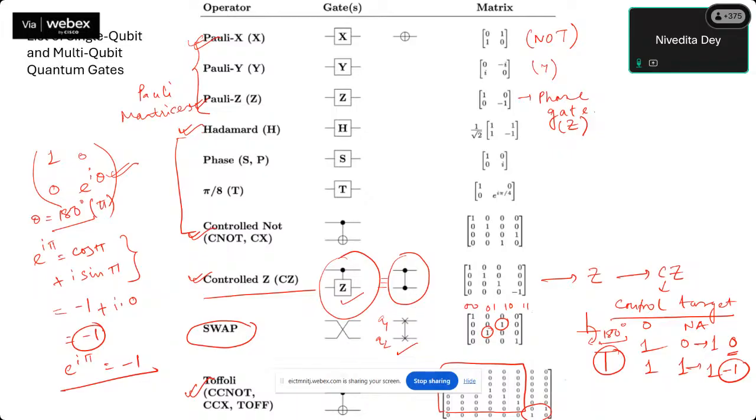And what is a single qubit gate? Pauli X, Y, Z, Hadamard, and a few rotation gates are single qubit gates, where you have only one input. And where you employ two or more inputs, you call it a multi-qubit gate. The very basic fundamental multi-qubit gates are CNOT, controlled phase, or swap.